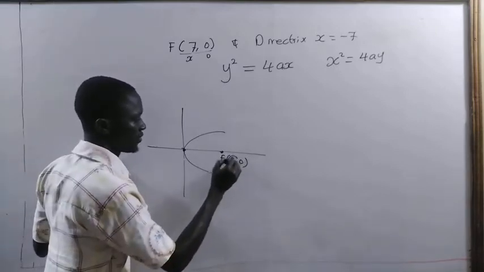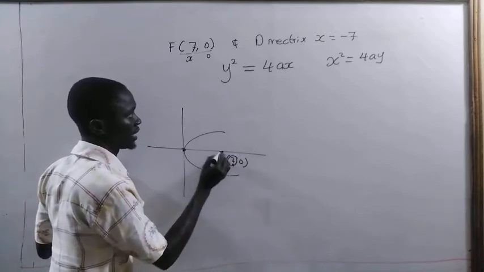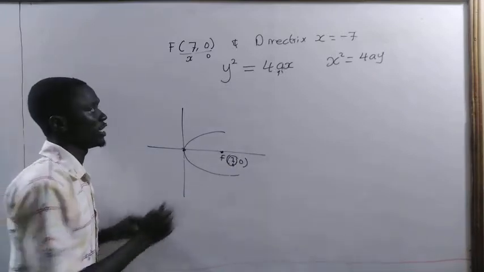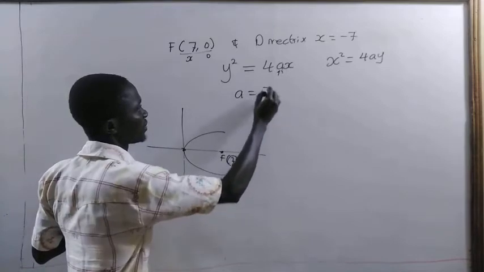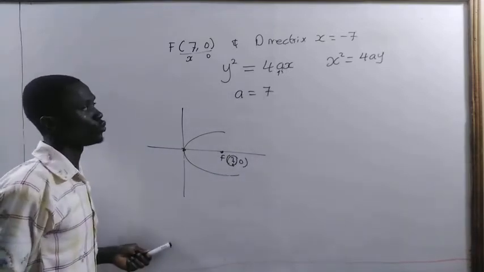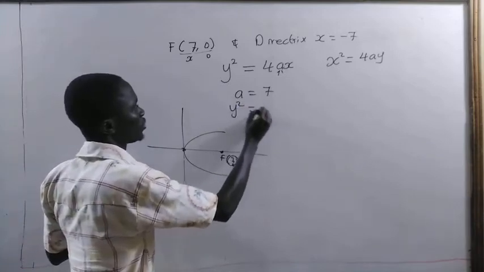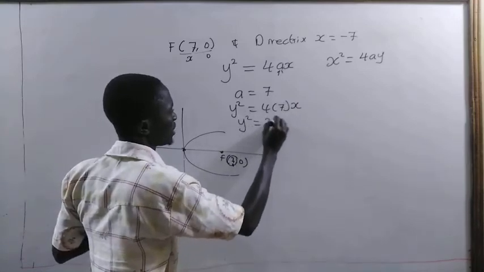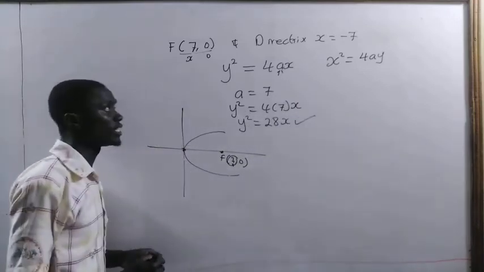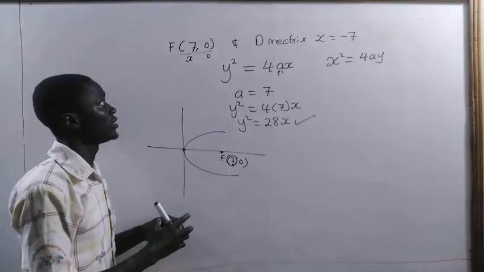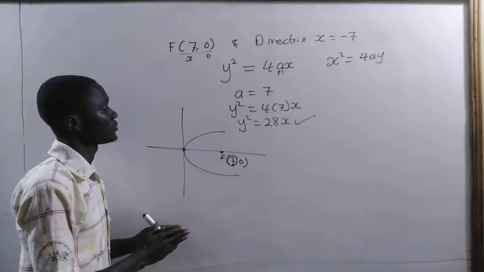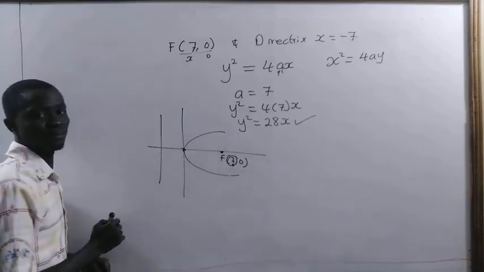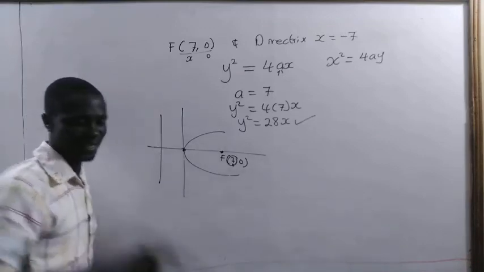Now, this 7 represents the distance between the vertex and the focus, and it is what we call the a, if you have been following my videos. So here we have a equal to 7. So now we are good to go. We write y squared equal to 4 times 7x, and then we have y squared equal to 28x as the equation of a parabola with its focus at (7, 0) and directrix x equal to -7. So the directrix will be here. Very simple as that.